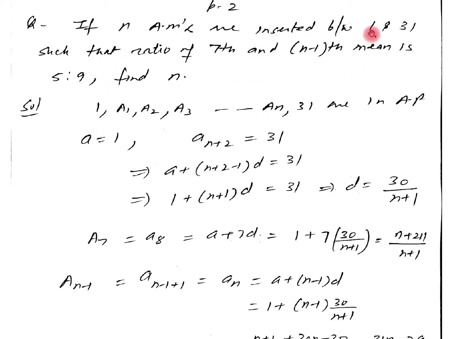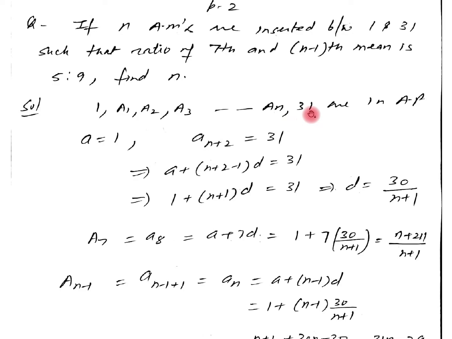Here between two numbers 1 and 31 we have inserted n arithmetic means, so the resulting sequence is in AP. The first term is 1. How many terms are there in total? These are n terms and two more terms are there, so the total number of terms will be n plus 2. You have to understand this carefully. The total number of terms will be n plus 2.